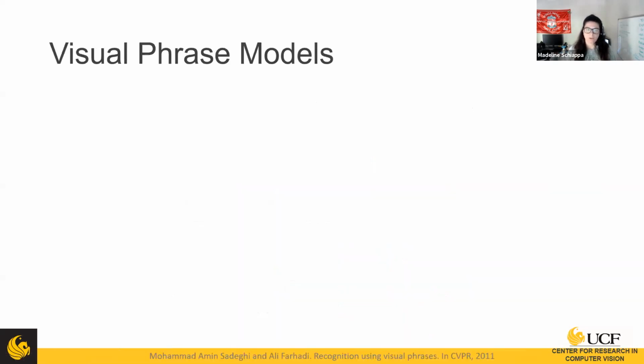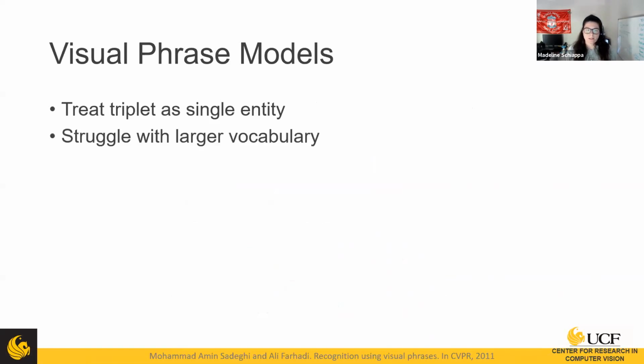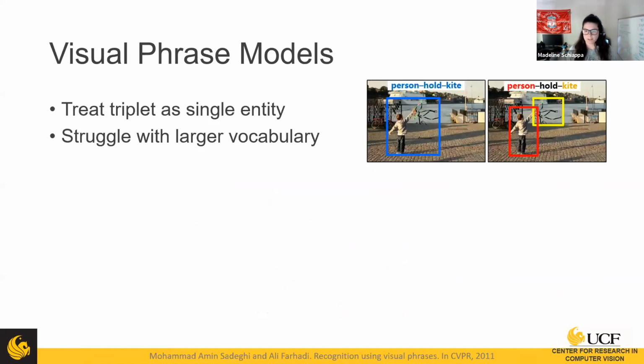The second approach is a visual phrase model. These treat triplets as single entities. The problem is they struggle with a larger vocabulary because, as mentioned, there's such a great variety in these different variations of object, subject, and predicates. So a visual example of this is on the right, we can see the compositional approach, where we're recognizing the subject and the object separately. While on the left, we see the visual phrase approach, where we recognize the entire triplet as one entity.